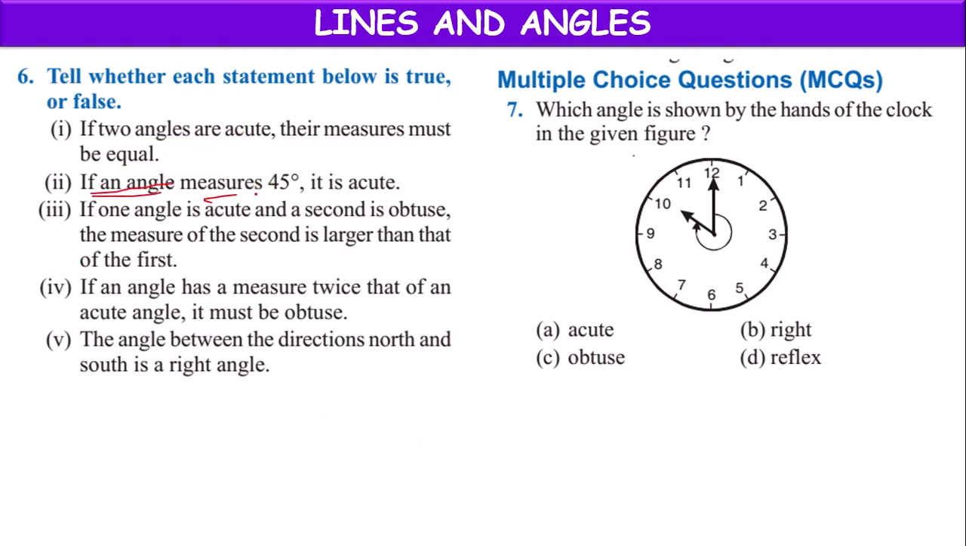Next, if an angle measures 45 degrees, it is acute. 45 degrees means less than 90 degrees. It is acute. Yes, true.